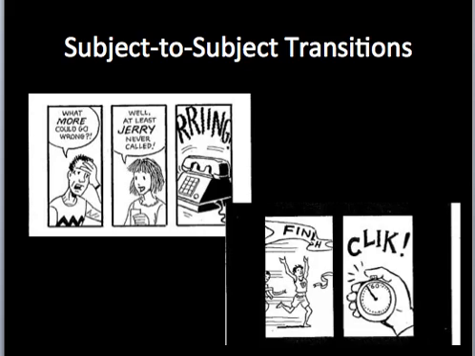In the first panel, what more could go wrong? The second panel, well, at least Jerry never called. And then we see the phone ringing, an inanimate object. Now we need that sound effect, or we wouldn't know that it was ringing. Then we see, again, someone finishing a race, and someone timing that race. So, subject-to-subject transition.